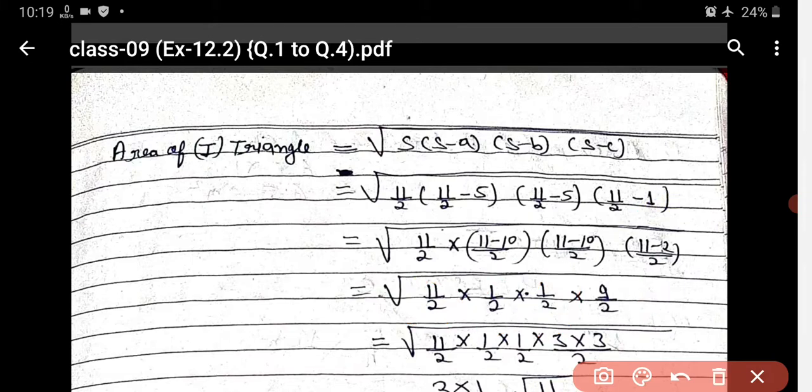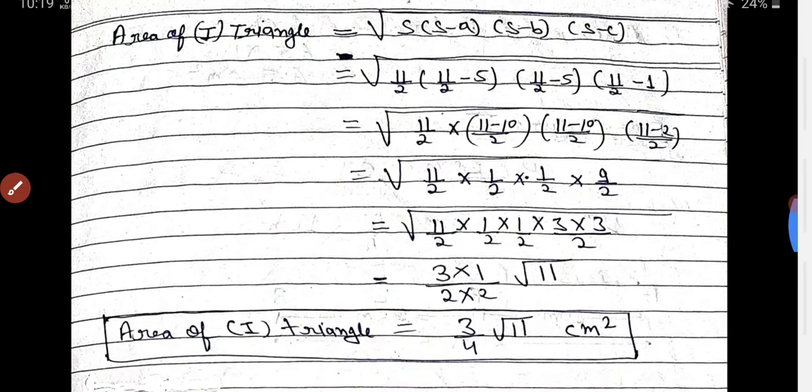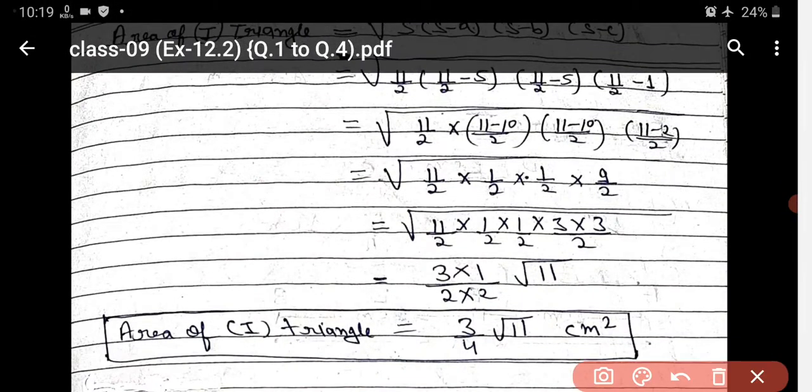Now just see, we have 11 by 2 as it is, 1 by 2 as it is, 1 by 2 as it is, and 9 by 2. Can we write 9 as 3 into 3? Now just see the upside, how many pairs are there? One pair of 3, one pair of 1. Just write 3 into 1 outside. Okay, and this 11 remains inside, and on the downside there are 2 pairs of 2. So you have to write 2, 2 here. One pair comes out for this 2, and one pair comes out for this 2. So it becomes 3 by 4 under root 11 centimeter square. That is the area of the first triangle.